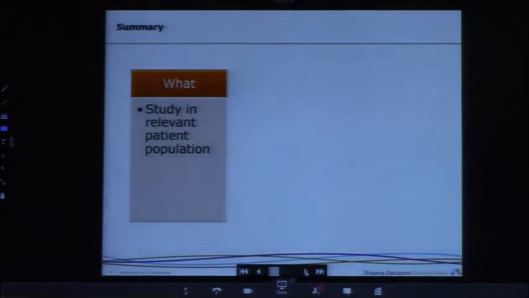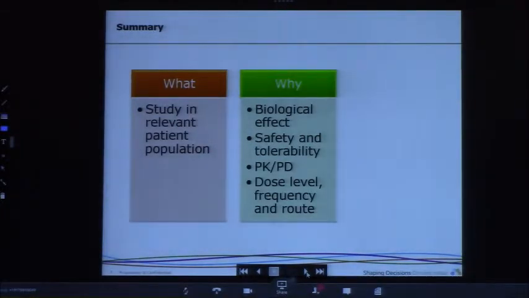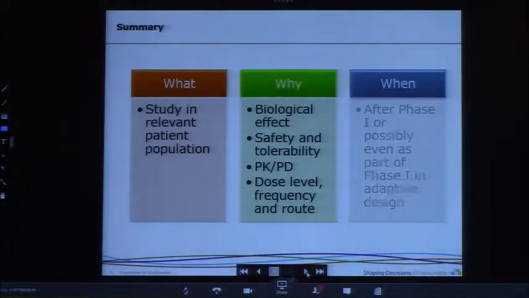So just in summary, the phase 2 study is your study in a relevant patient population. You do it to assess the biological effect in the patient population, safety and tolerability in the patient population, to get an assessment of the PK/PD response and the dose level, frequency and route in your target patient population. And it's done after phase 1, or even, as I said, possibly as part of phase 1 if you've got an adaptive design.